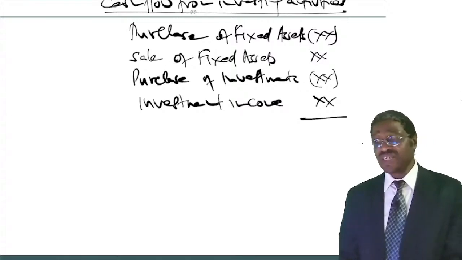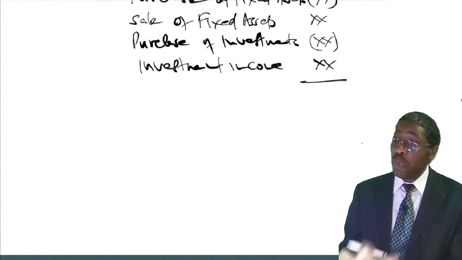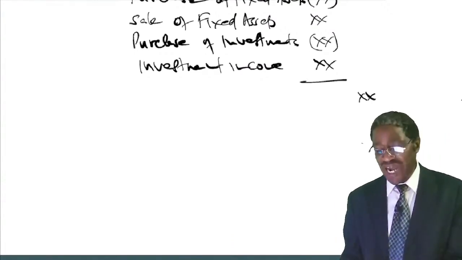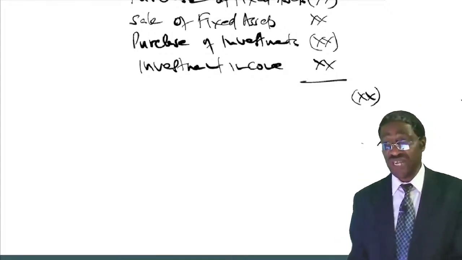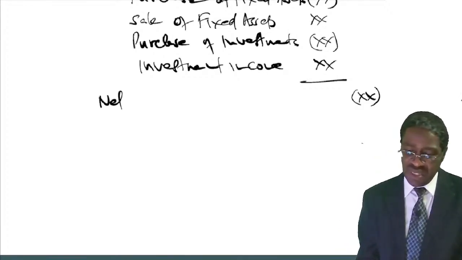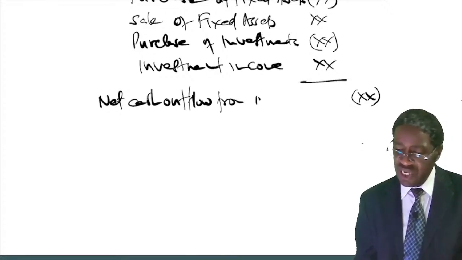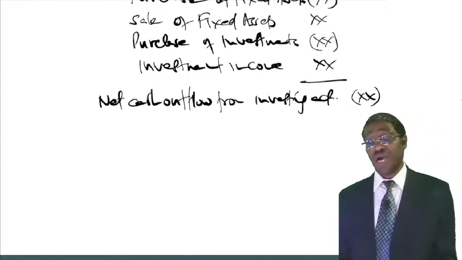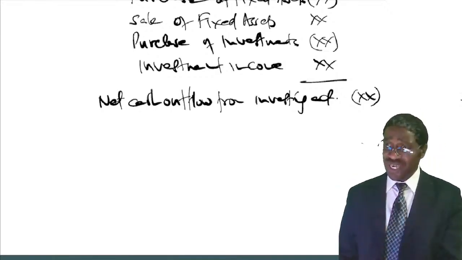So we get the net. Let me assume those are the only ones. Get the net, and whatever you get, you push it to the extreme. For now, let us assume you got a negative amount. Maybe the negatives were more than the positives, so you got a negative amount, and that negative is what we call net cash outflow. Net cash outflow from investing activities. Okay, good. That is all for the second category.